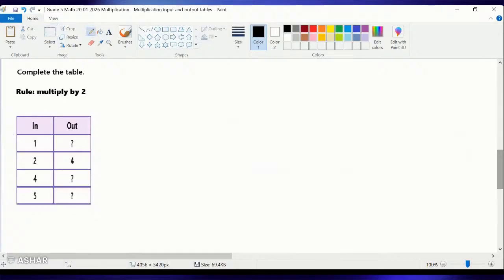So this is our question number 17, and the rule says multiply by 2. So we know that this is a given pair of values. That means the input 2 when multiplied by 2 should be equal to the output 4. Therefore, each number in the input would be multiplied by 2. Can we have the answers? So what would be the answers? Yes, 1 multiplied by 2 is 2. 4 multiplied by 2 is 8. And 5 multiplied by 2 was 10, right?